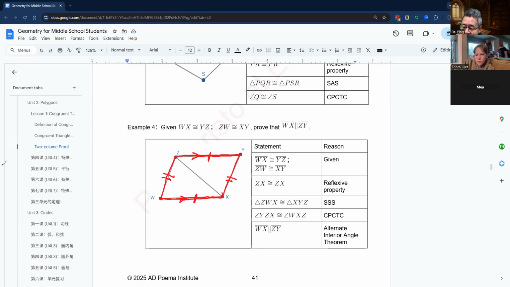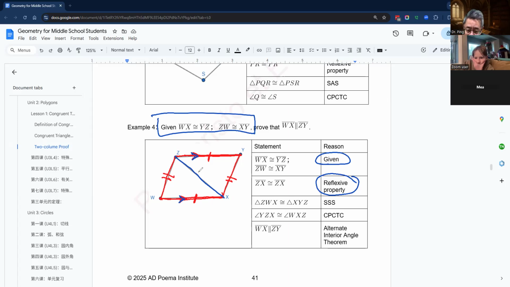Okay, I'm going to use a different color to show that that's something we're going to prove. Red is something we know. First of all, what do we know? WX is congruent to YZ. We're just repeating what's given. And ZW is congruent to WY, so that's given. And we know ZX has to equal itself. That is what we call reflexive property.